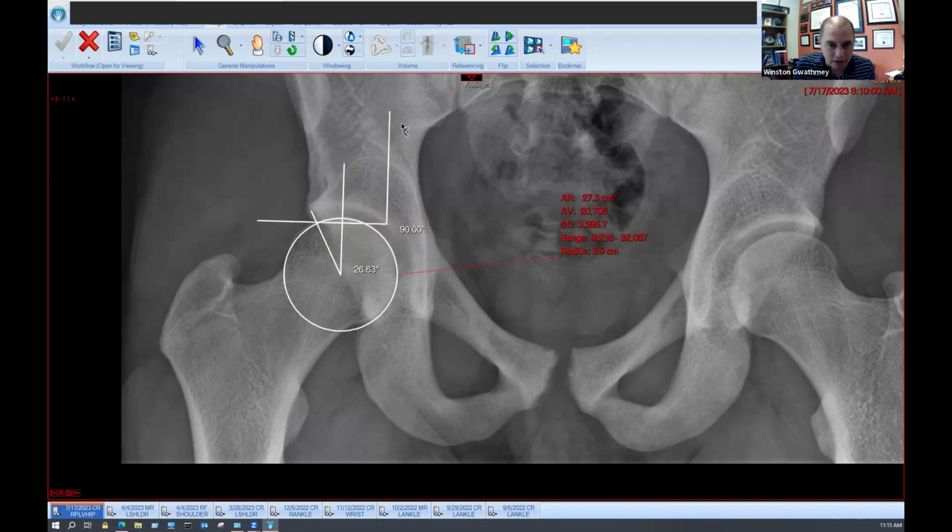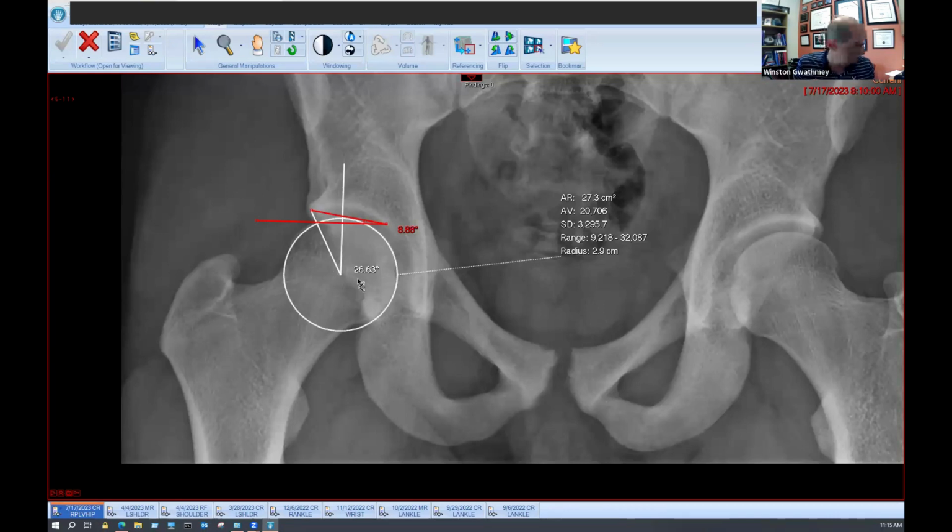If you need to, you can get rid of these lines here just by dragging them. And we're going to take this, we're going to take it right down the very tip, and almost the same intersection point of our other line here. So you can see that on this one here, we have a Tönnis angle of 8.88, which is less than 10. So 0 to 10 is normal.